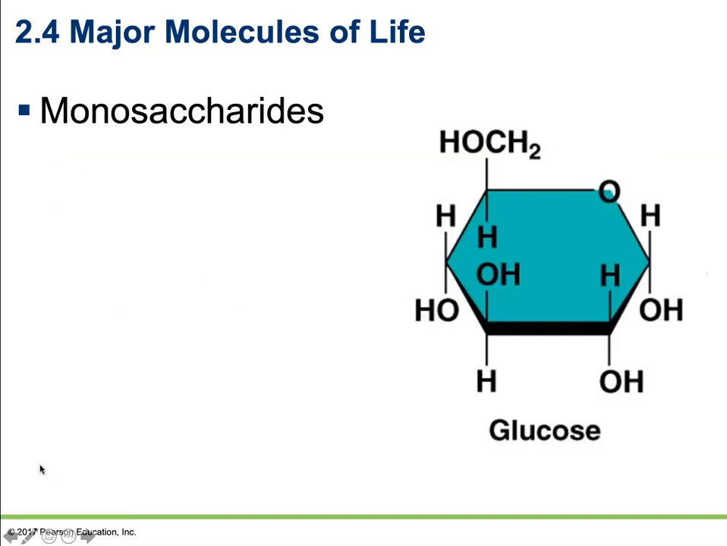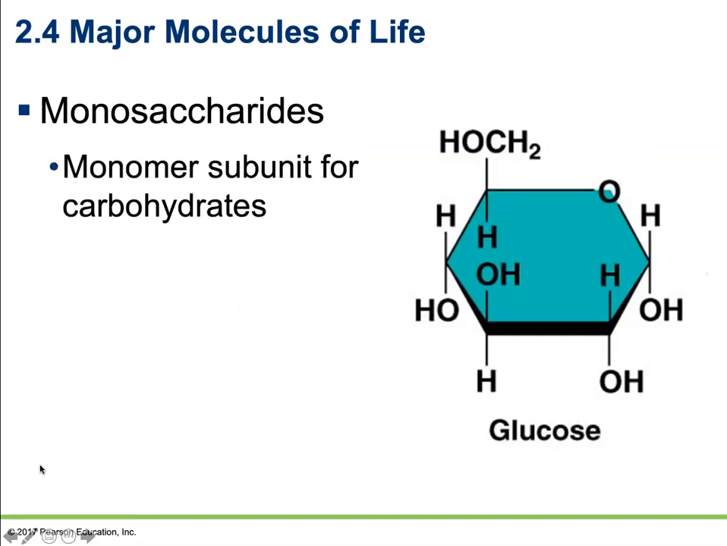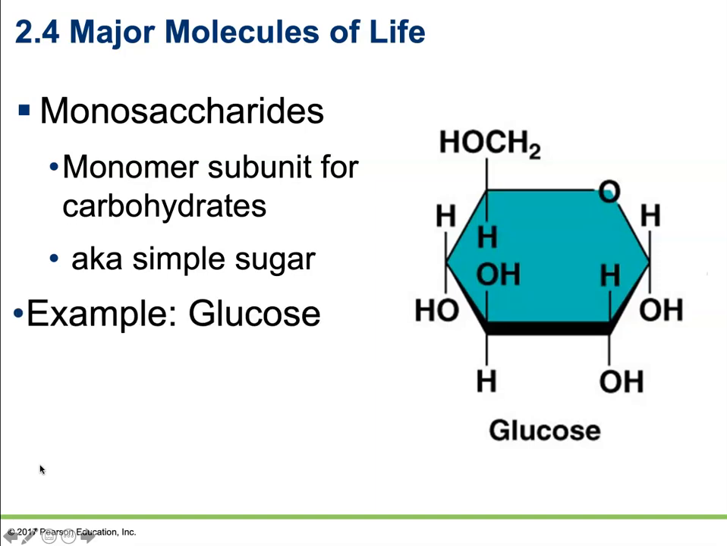the monosaccharides. Monosaccharides, like I said before, it's going to be the monomer subunit for carbohydrates. All carbohydrates are going to be polymers made up of many monomers strung together. So they will be polysaccharides made up of monosaccharides. Again, mono meaning one, poly meaning many. Another term for a monosaccharide would be a simple sugar. Monosaccharides can have a carbon backbone of between 3 to 7 carbons.